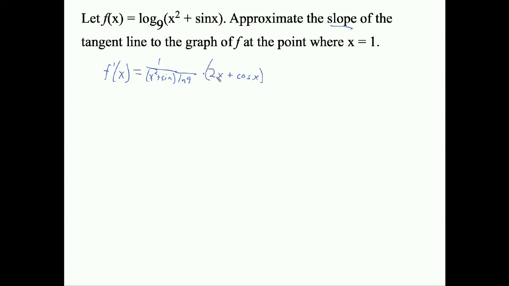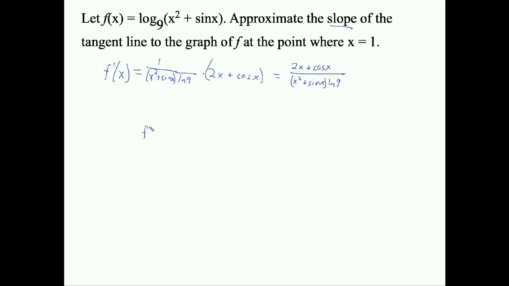A better way to write this, we could just put this in the numerator. So we have 2x plus cosine x over x squared plus sine of x. I just noticed that I forgot my x over here, so there should be an x here, times the natural log of 9. And now what we want to do is approximate the slope of the tangent line when x is equal to 1. So we're going to put a 1 in here.